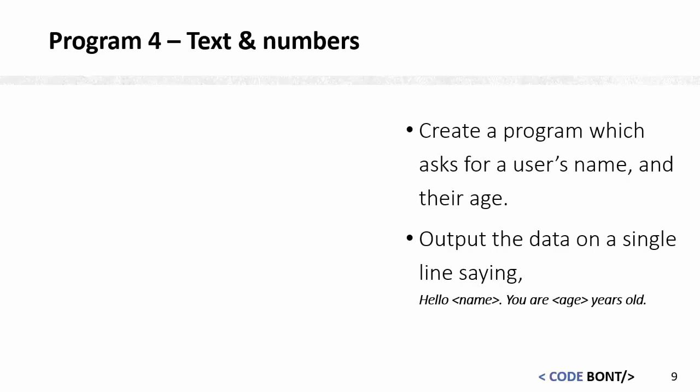In this video we're going to look at how to add different things together. Like the other videos, we're going to ask for inputs and process them to give an output. The first part of this video is going to be creating a program which asks for a user's name and their age, and then outputs on a single line a message saying something like, hello, whatever the person's name is, you are however many years old.